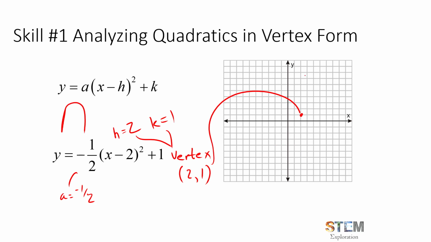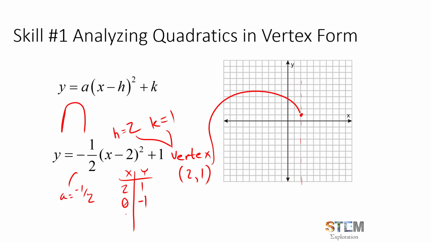My axis of symmetry has to go through that vertex. That's just an assumption that I'm making, but since I know the vertex, I also know where the axis of symmetry is. And if I just start plugging in some values, let's plug 0 in for x. Let's make a t-table again, x and y. When x is equal to 2, y is equal to 1. We already have that point. If I plug 0 in for x, 2 squared is 4. 4 times negative 1/2 is negative 2. Negative 2 plus 1 is negative 1.